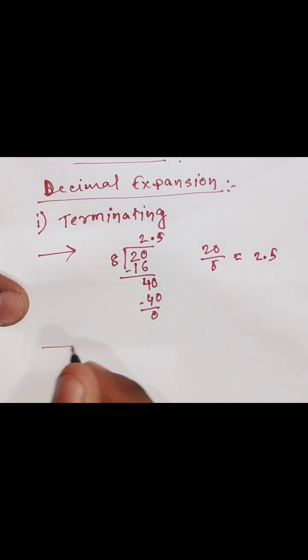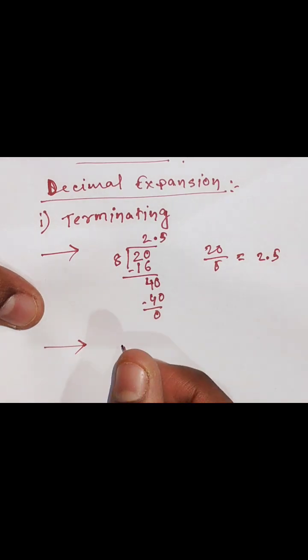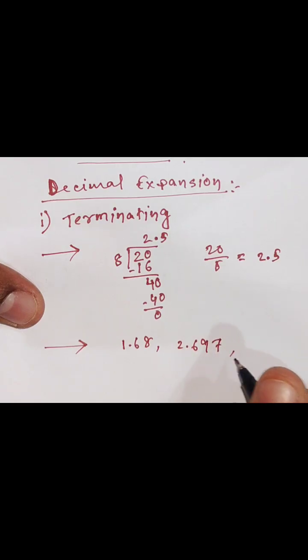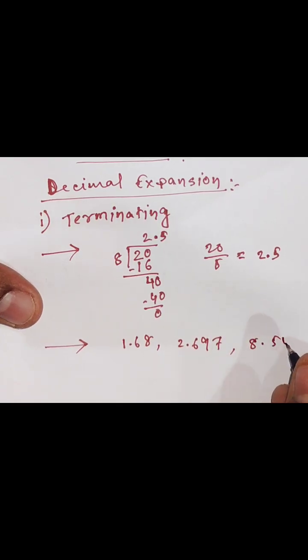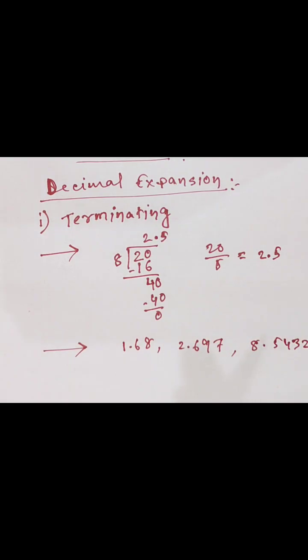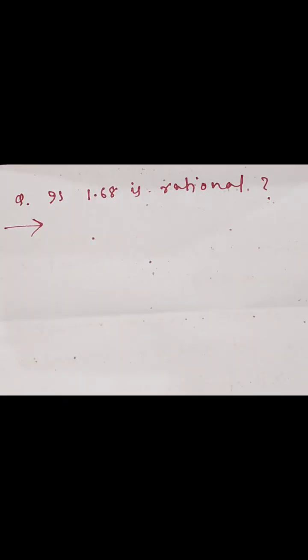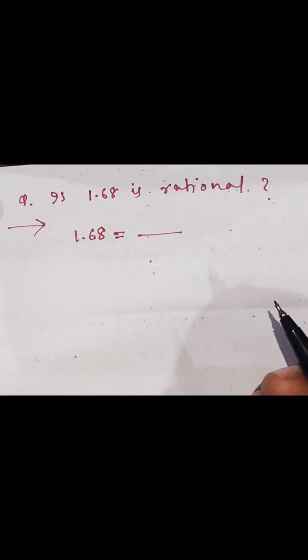So all decimal expansions that have a fixed number of digits, say 1.68, 2.697, 8.54320, it means the digits end at some point. So these types of decimal expansion are called terminating decimal expansion. Now the question is, are all these numbers rational or irrational? So the first condition is that it should be a fraction. 1.68 can be converted into a fraction.